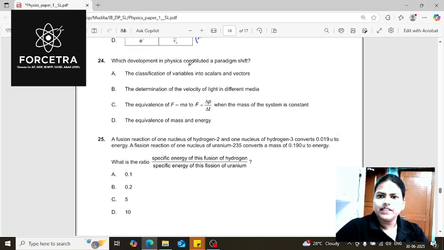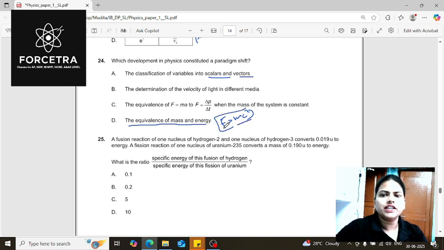Which development in physics constitutes a paradigm shift? Paradigm means a complete change in the thinking. So is it the classification of variables into scalar and vector? No, it is not. The determination of the velocity of light in different media? No. The equivalence of force and ma? No. And the equivalence of mass and energy. So when Einstein gave this law of E is equal to mc squared, it was a great revolution which connects energy to mass. So yes, D is the correct option.